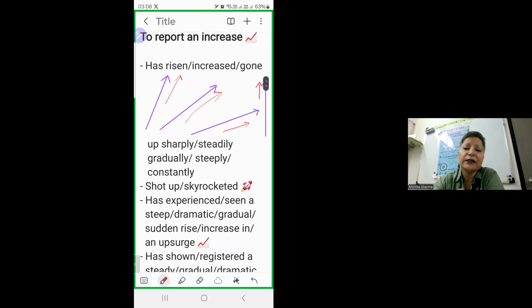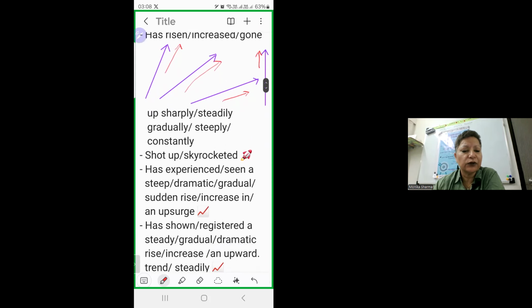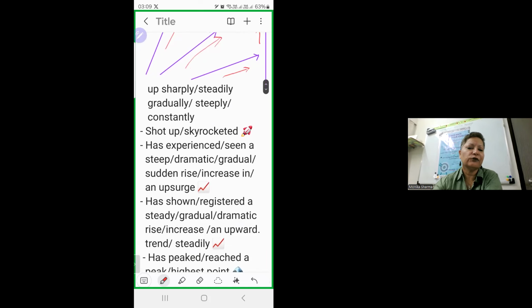What do you mean by an upsurge? It's like after a period of calm, all of a sudden it has gone up, has shown or registered a steady, gradual, dramatic rise. Dramatic rise again, which has happened all of a sudden. It was showing a dip earlier, and all of a sudden there's a rise, and so it is akin to drama. So all these basically talk about the various terms you can use for talking about an increase.